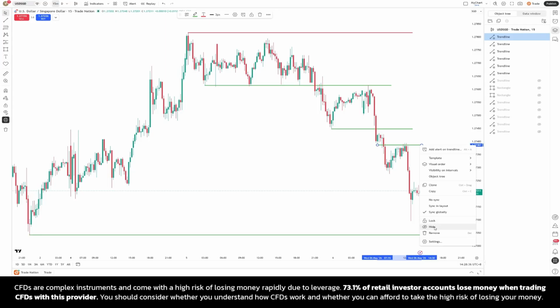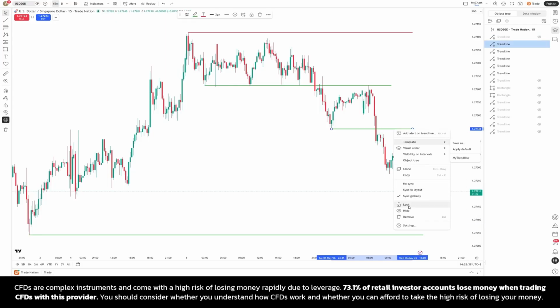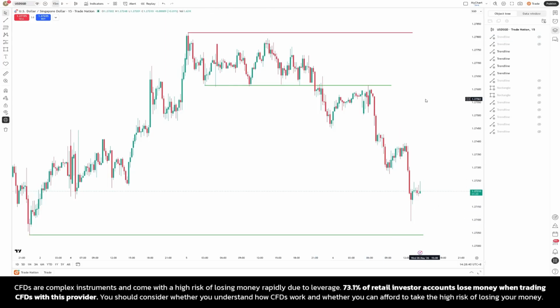In practice, hiding and unhiding drawings is about organization. It helps reduce clutter, keeps your workflow cleaner, and lets you move between analysis and price observation without losing the work already on the chart.